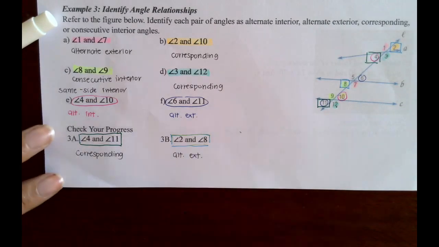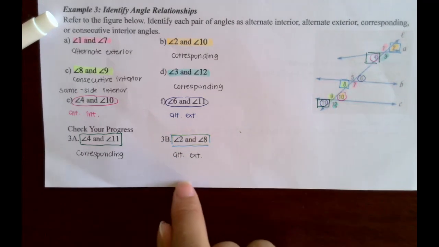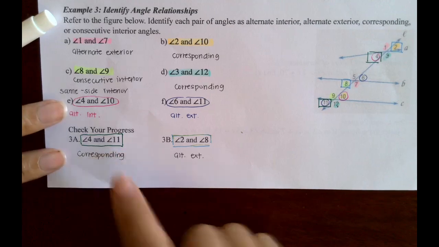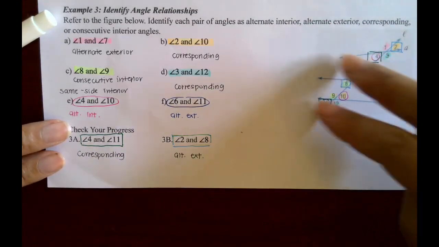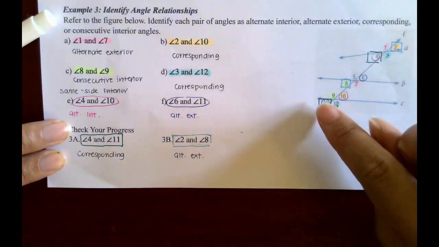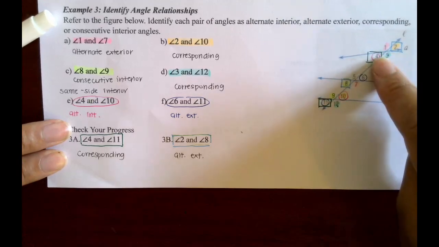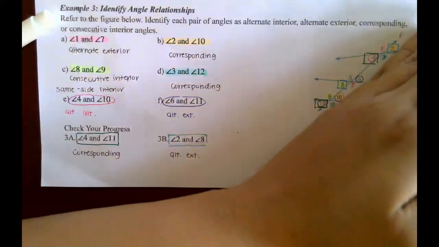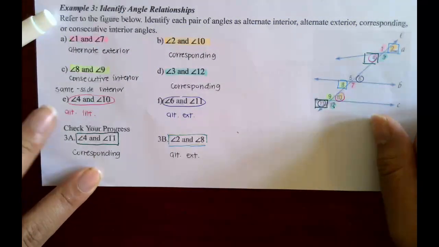Okay, so for angle 4 and 11, you should have gotten corresponding. 2 and 8, you should have gotten alternate exterior. 4 and 11 are corresponding because this is your pair. 11 is exterior, but 4 is interior, but they're on the same side of the transversal. They're both on top, so that would make it corresponding.